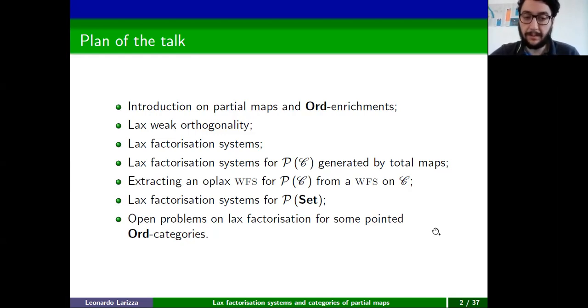And then I will focus on some lax factorization systems generated by total maps among partial maps. Moreover, I will discuss a link between OP-lax weak factorization systems for a category of partial maps and some weak factorization systems that already exist on the base category. I will then present how these constructions apply to the category of sets with partial maps. And I will conclude presenting some open problems that weren't solved yet and that we still wonder about for some pointed order enriched categories.